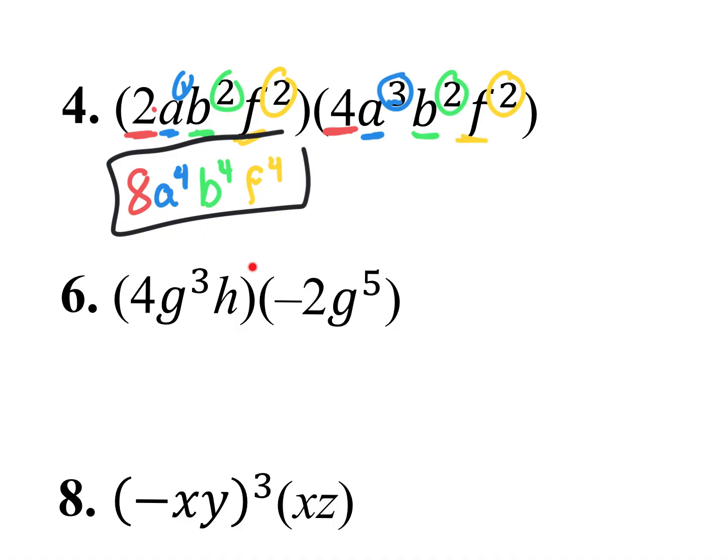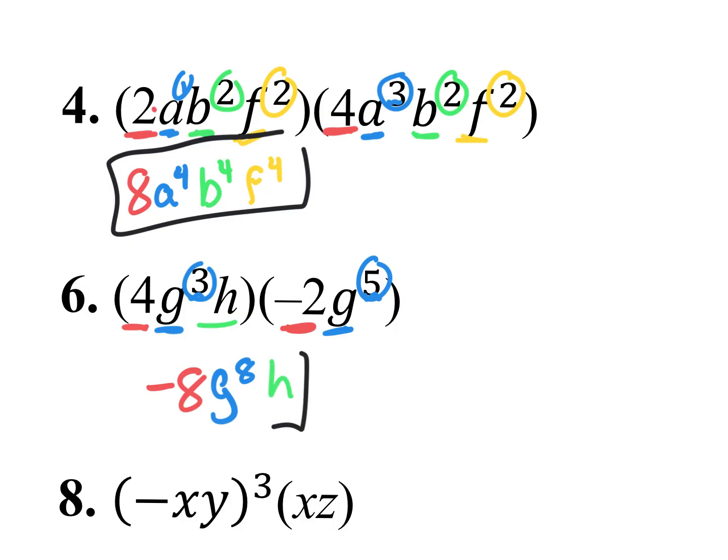Number 6, again, no power to distribute. You're just multiplying. So start with the coefficients. What is 4 times -2? That's -8. Then you can move on to the g to the third times g to the fifth. Add 3 and 5. That'll give you a g to the 8. Finally, we're going to multiply h times, oh, there are no other h's, so just bring down that h. And there's your answer, -8 g to the 8 h.